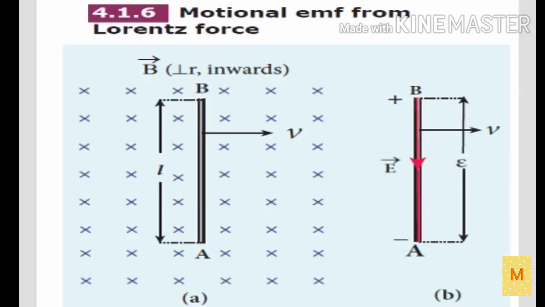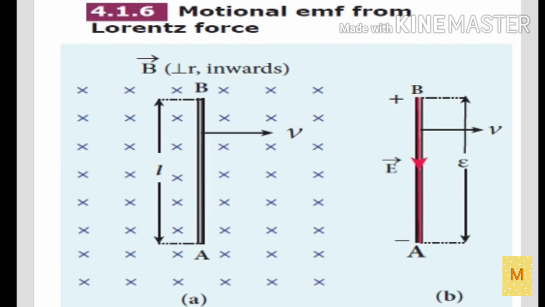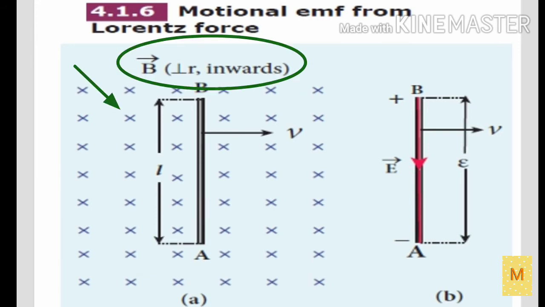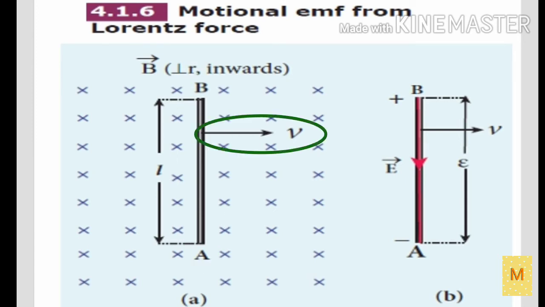Next one is motional EMF from Lorentz force. Consider a straight conductor rod AB of length l in a uniform magnetic field B vector which is directed perpendicularly into the plane of the paper. Let the rod move with a constant velocity V vector towards the right hand side.